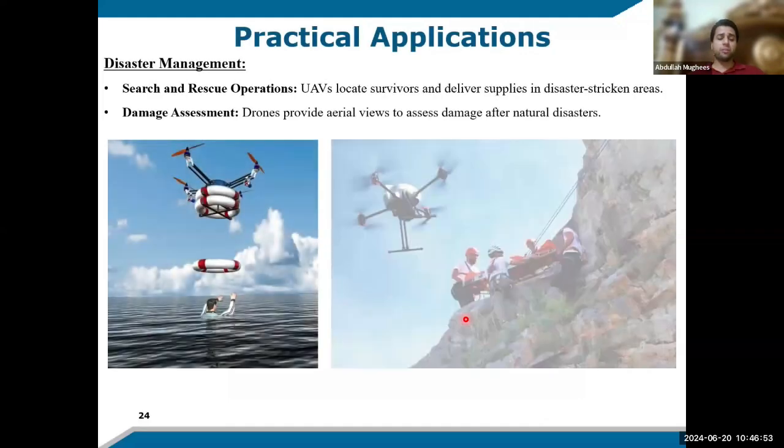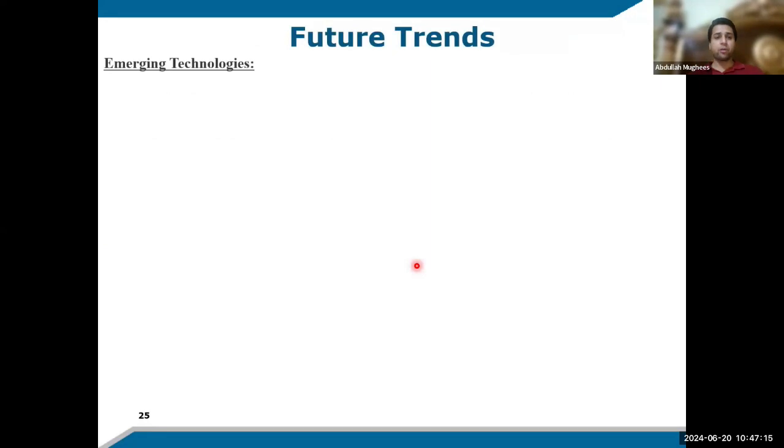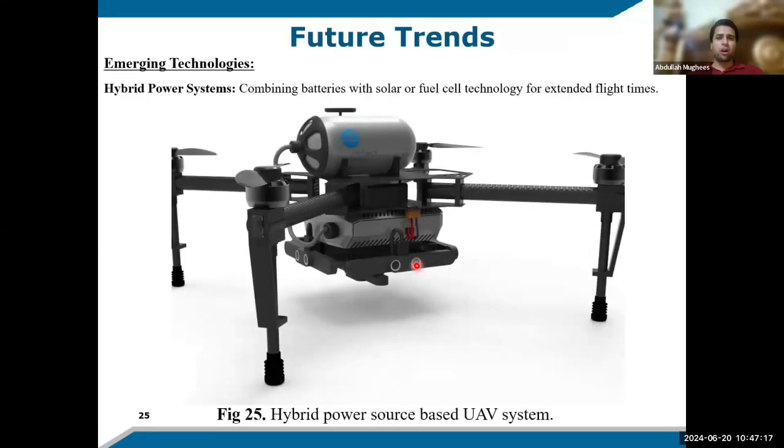Drones can detect faults and can provide maintenance in power lines and various different kinds of fields as well. In disaster management, they can be used for search and rescue operations. Drones provide aerial views to assess damage after natural disasters where humans cannot reach. Drones can reach at a faster rate, and they can assist human beings in various scenarios.